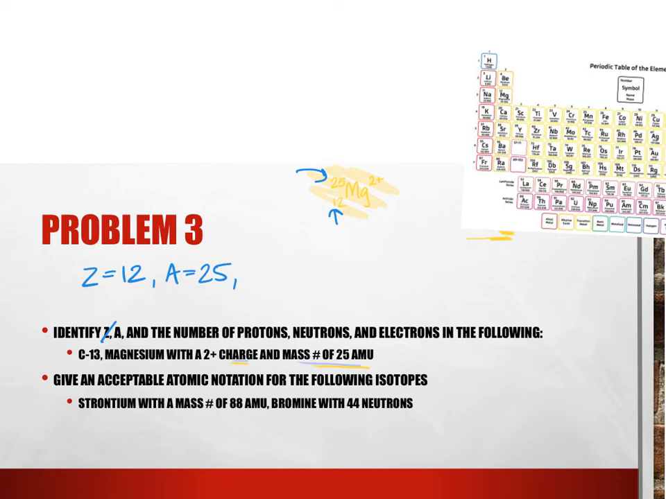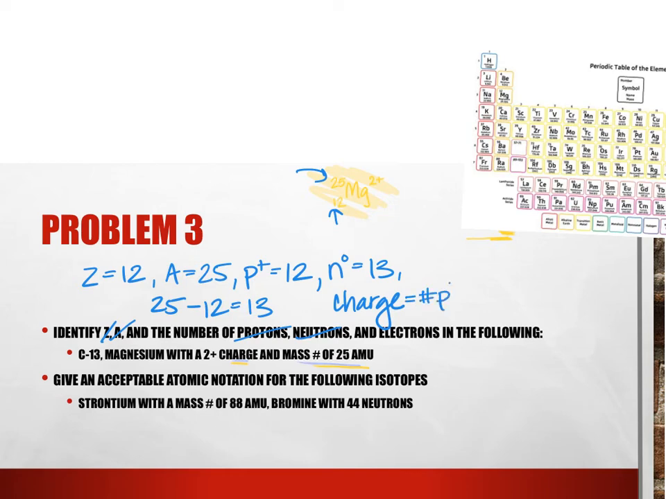The number of protons, it's the same as our Z, so that is going to be 12. Neutrons is our mass number, which is 25, minus our Z, which is 12. So that is equal to 13. So the number of neutrons is 13. Number of electrons. So remember, on the previous slide, I said to calculate the charge. That equals the number of protons minus the number of electrons.